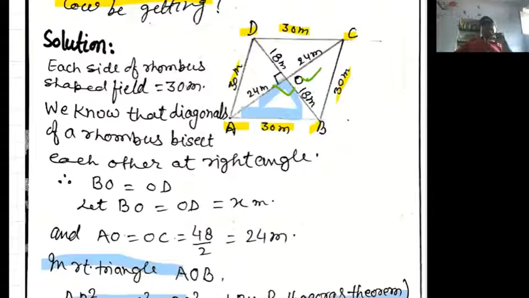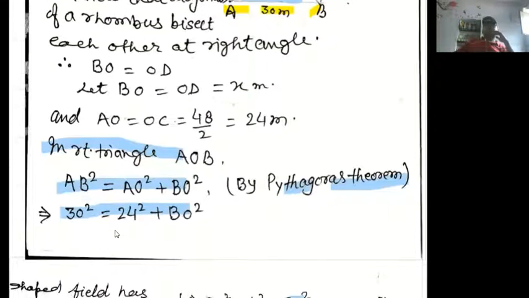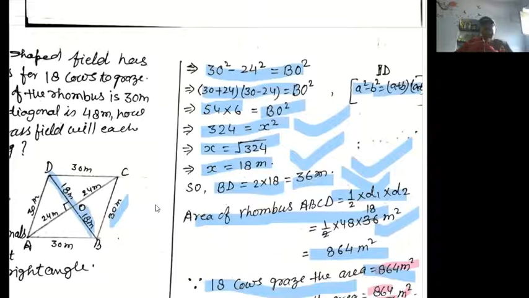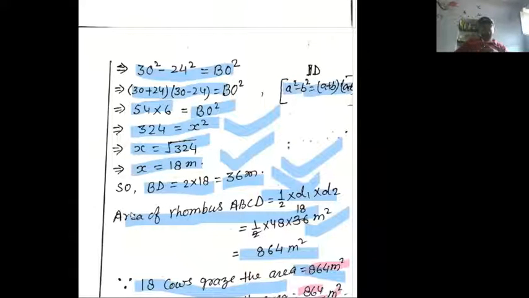The opposite side of right angle is called hypotenuse. Then AB square equal to OA square plus OB square. Put the value. 30 square equal to 24 square plus OB square. Now transpose 24. 30 square minus 24 square equal to X square.